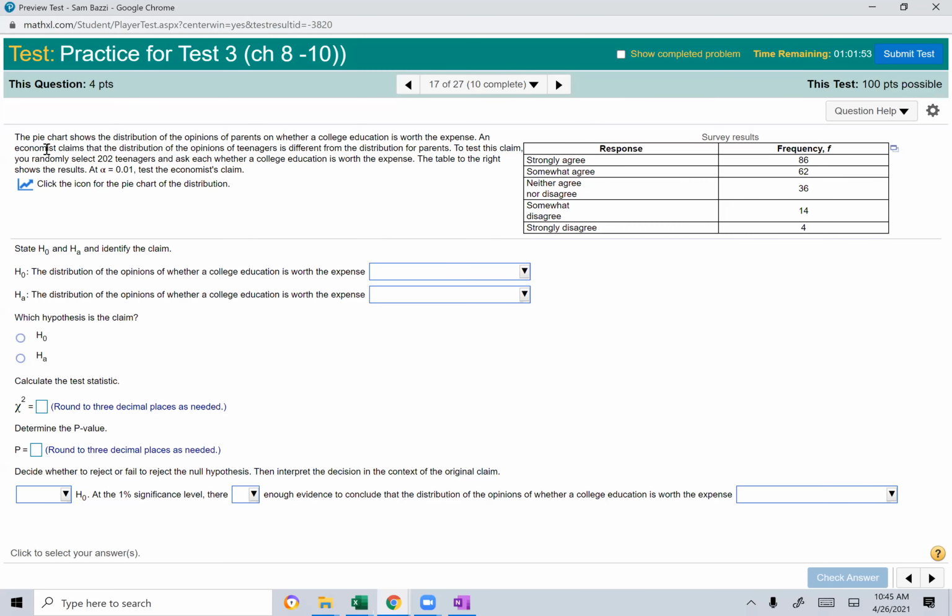Okay. The pie chart shows a distribution of the opinions of parents on whether a college education is worth the expense. An economist claims that the distribution of the opinions of teenagers is different from the distribution of parents. So different from. To test this claim, you randomly select 202 teenagers and ask each whether a college education is worth the expense. The table at the right shows the results. Test the economist's claim, and here's the chart.